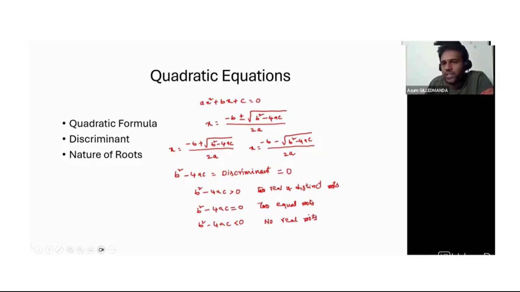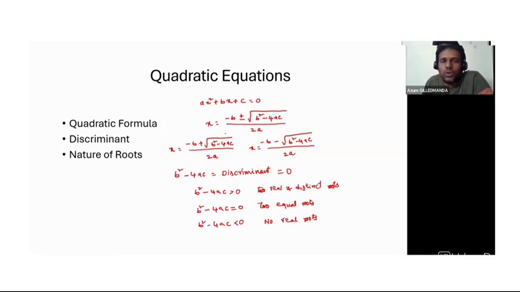So if a quadratic equation is given, and they ask you to find what kind of roots we will have, you don't need to solve for the roots. First, you can just find this discriminant value. If it's greater than 0, you can straight away say that we will get two real and distinct roots. If equal to 0, then two equal roots. Less than 0, that means no real root exists for that quadratic equation.